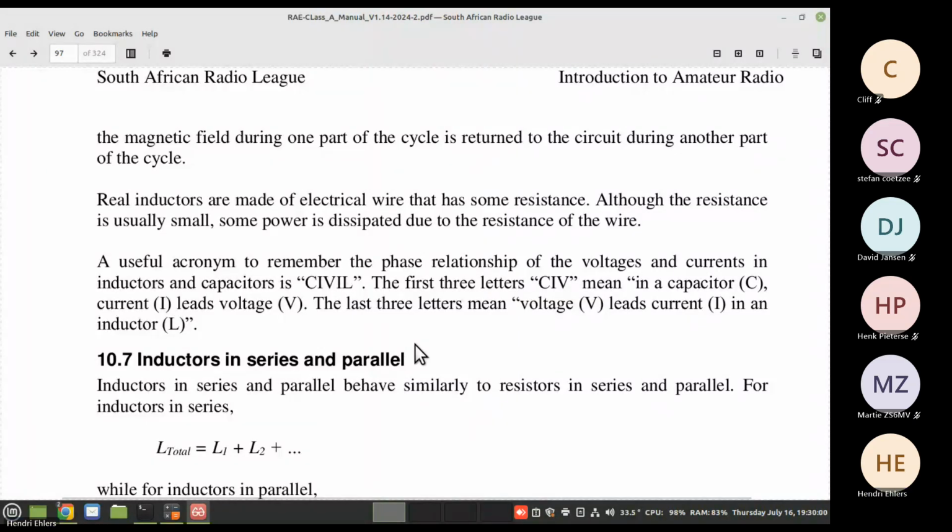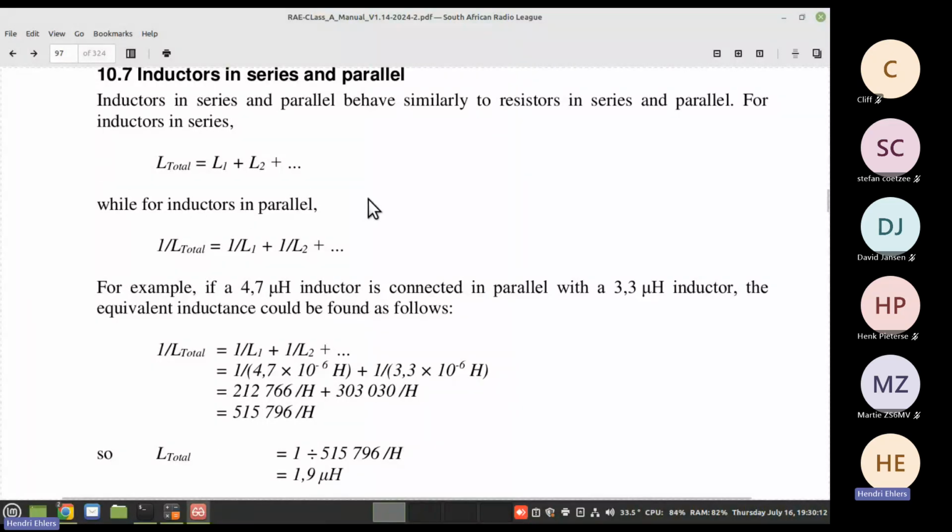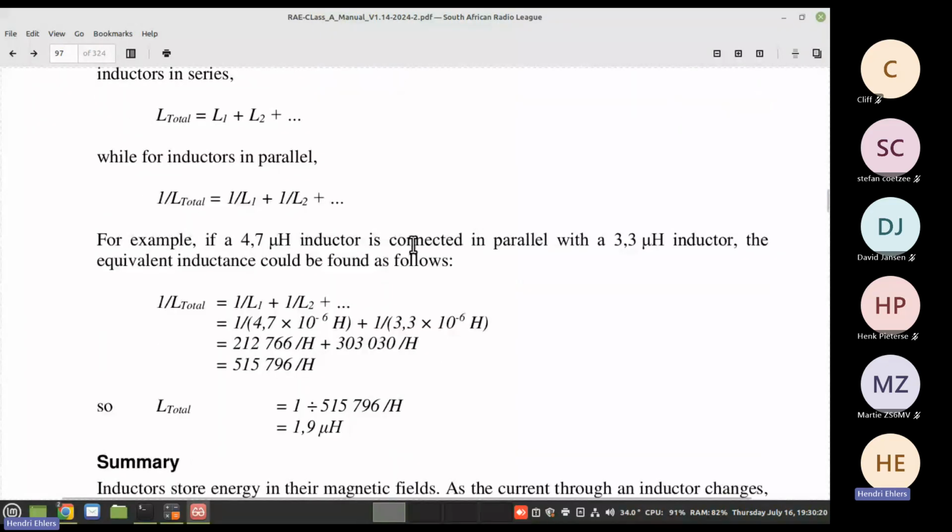Right. To calculate inductors in series, you just add them together like resistors. And then in parallel, you use the calculation like you do with resistors in parallel. Same principle. So the only thing you have to remember is that capacitors are the other way around. Inductors and resistors are calculated the same. Capacitors are the other way around.